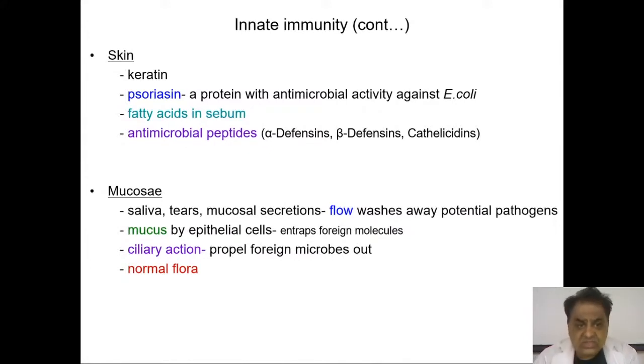The mucosa has saliva, tears, and other secretions, and the flow of these fluids washes pathogens away, which is a component of the innate immune system. The mucosa also has mucus, which entraps foreign molecules. The cilia in the mucosae propel foreign microbes out, for example, in the airway. And normal flora, not to be misjudged.